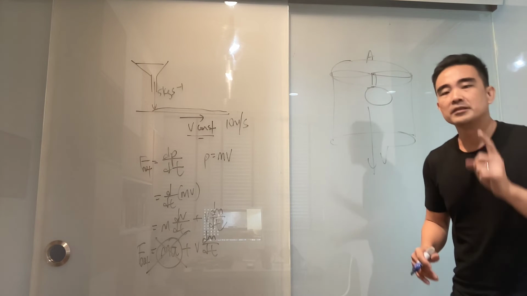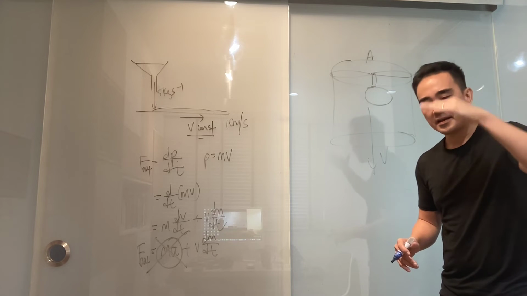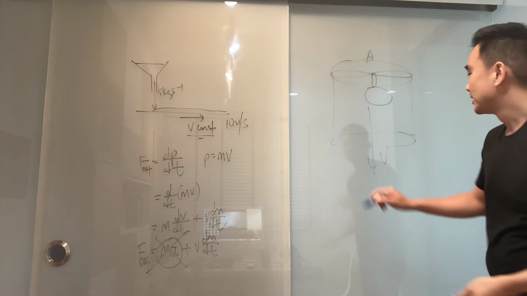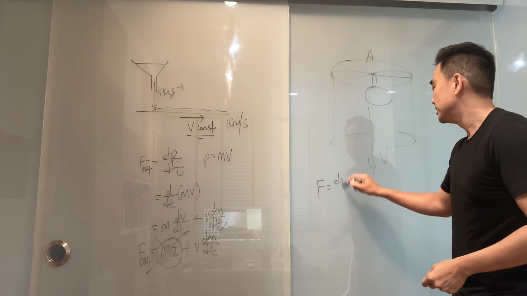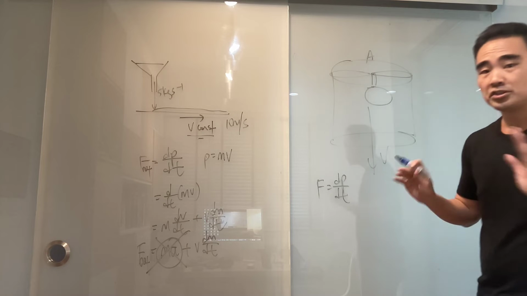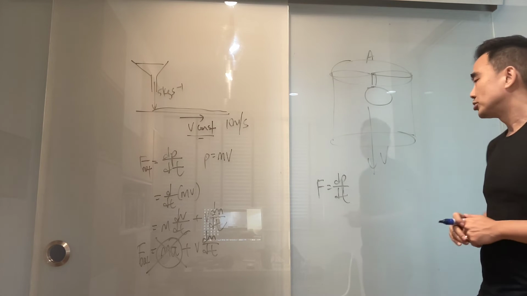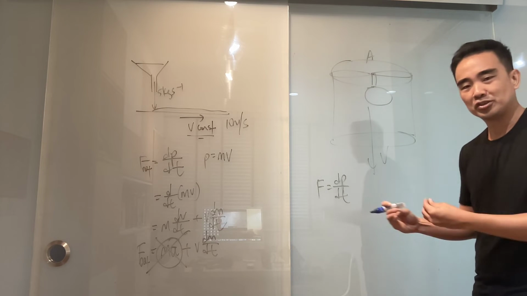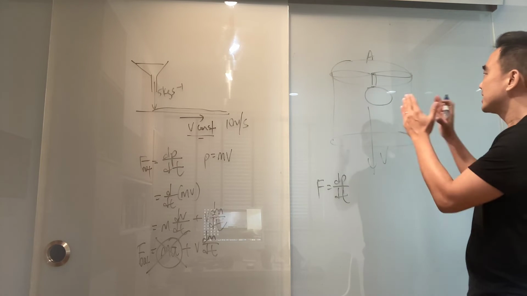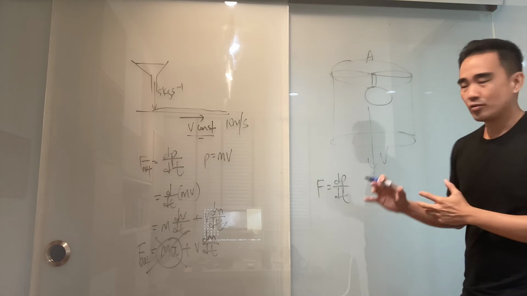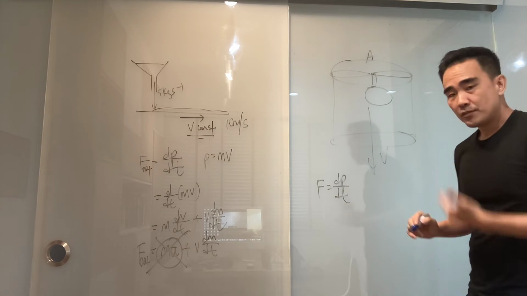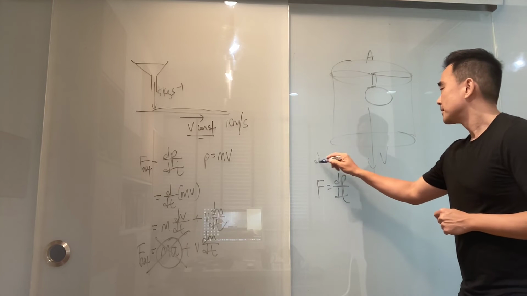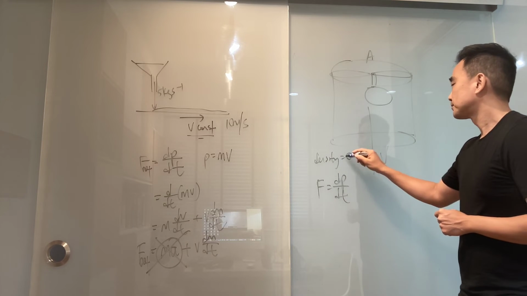The fact that the air is being pushed downwards means that there must be a change in momentum. There must be an F equals dp/dt over here. If there is no force, there wouldn't be a change in momentum of the air. So let's take a look at how we can apply this law in this context. Assuming that the density of the air is rho, okay, density of the air is rho.